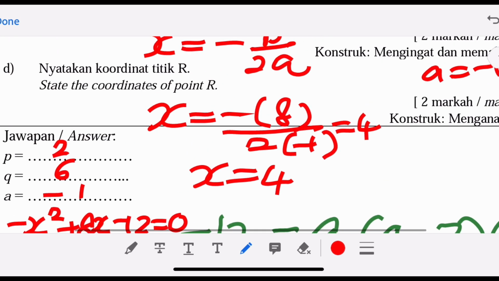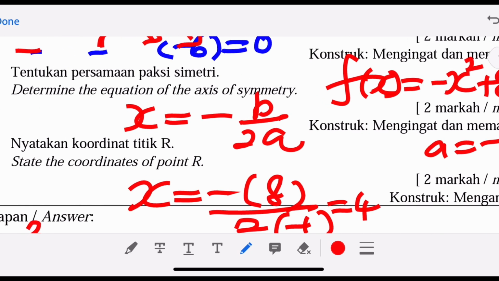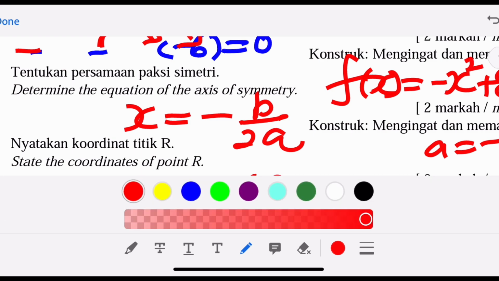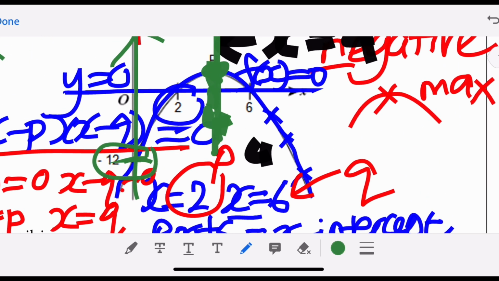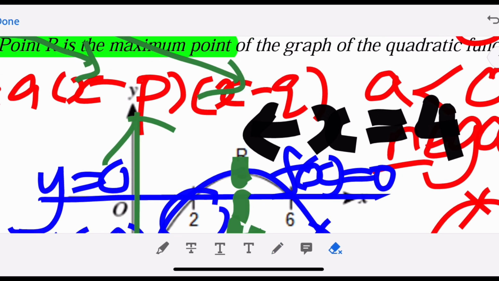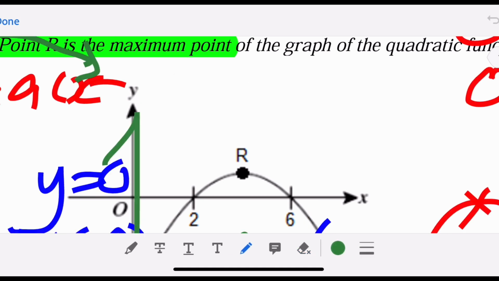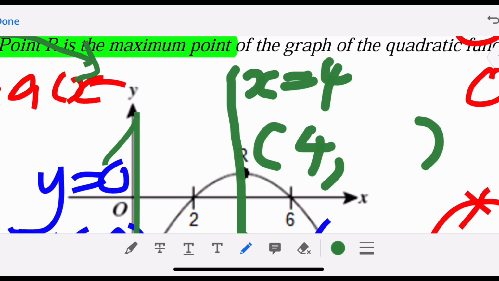Okay, after that, you want to find what? After that, they will ask you to find the coordinates of the highest point. That is a very common question. Coordinate of point R. So you see, the point R is here, right? Let me erase. It passes through x equal to 4, right? So just now we have this x equal to 4. So that means for R, the x coordinate is 4.